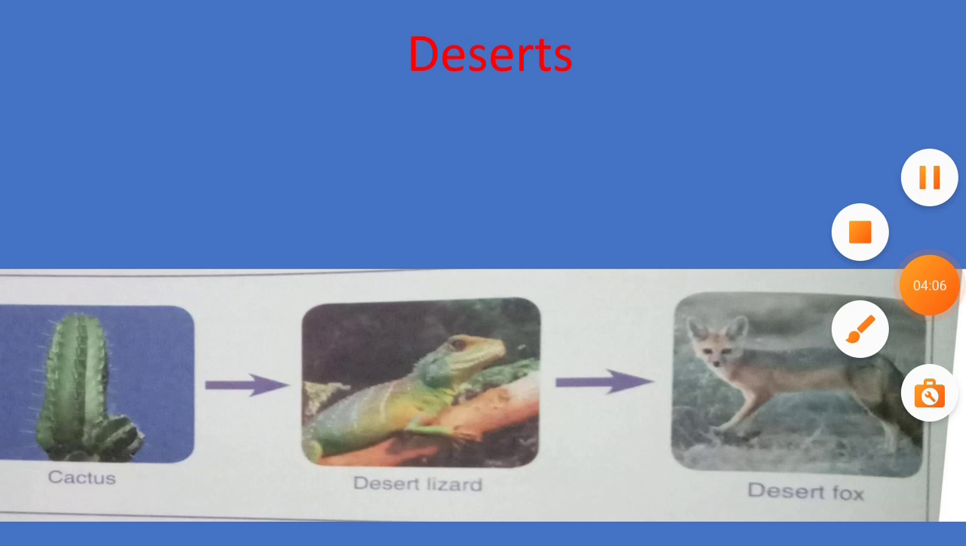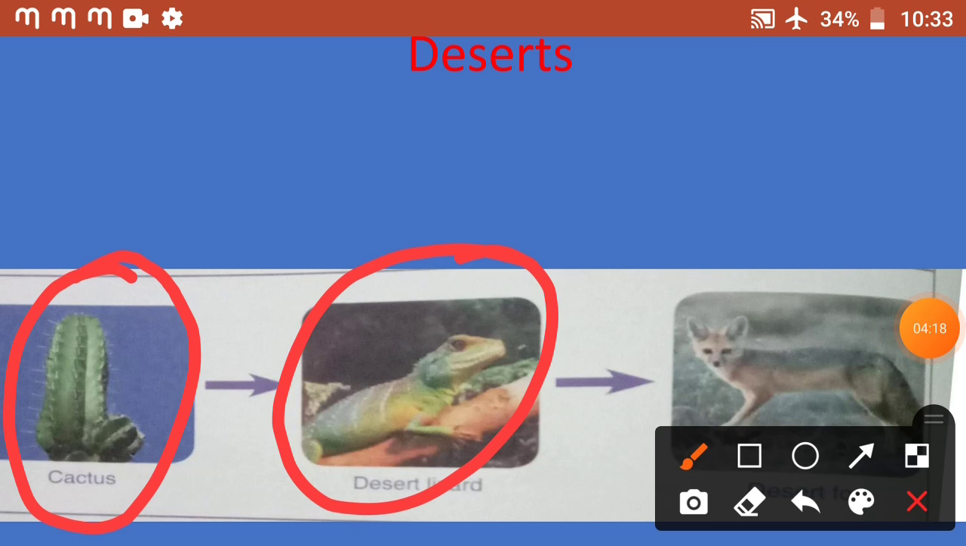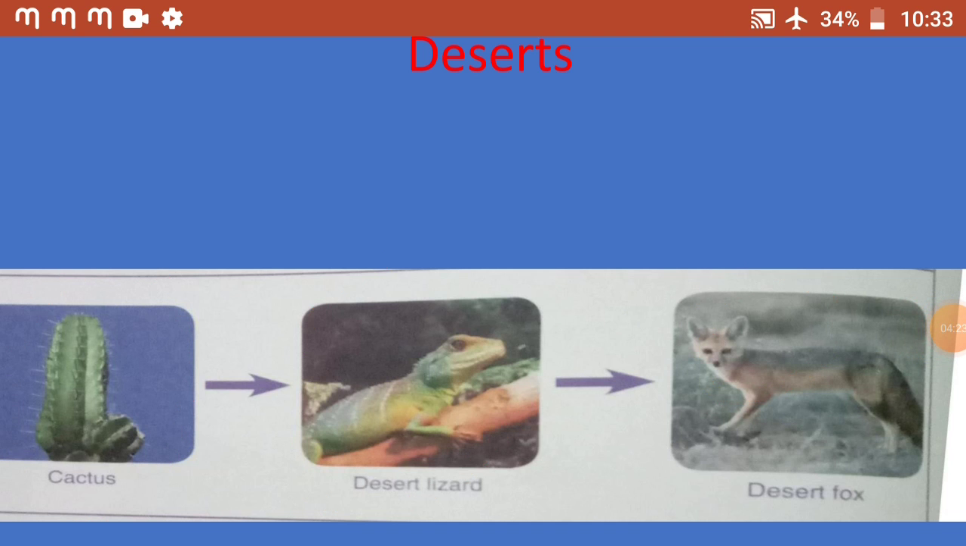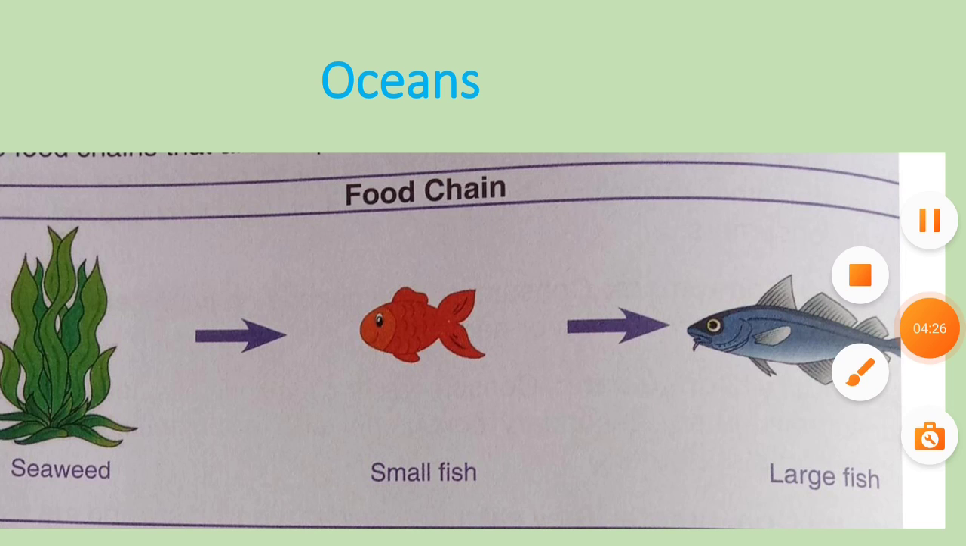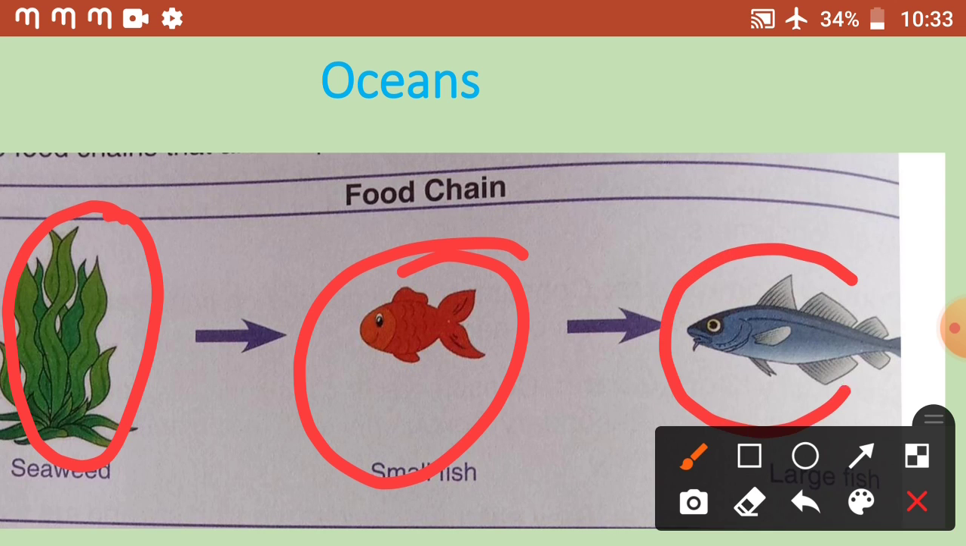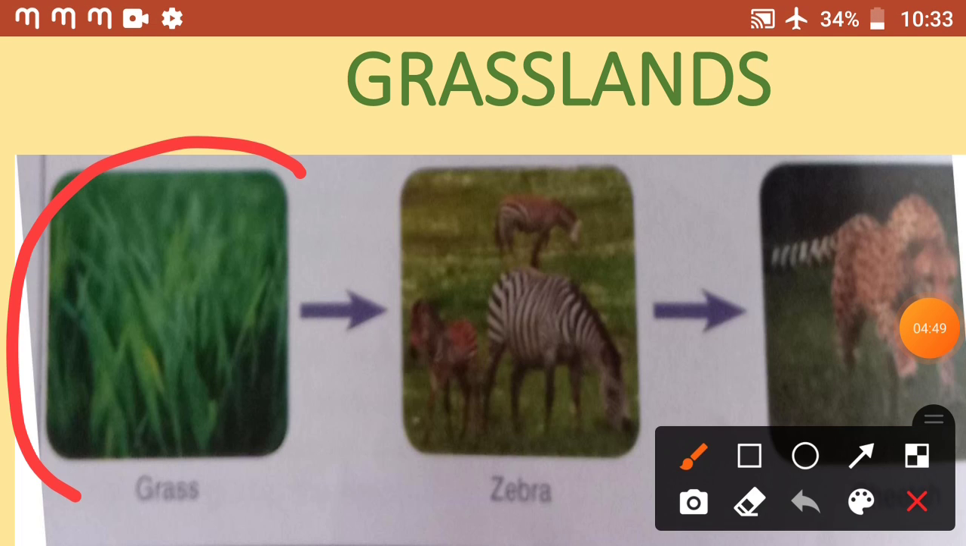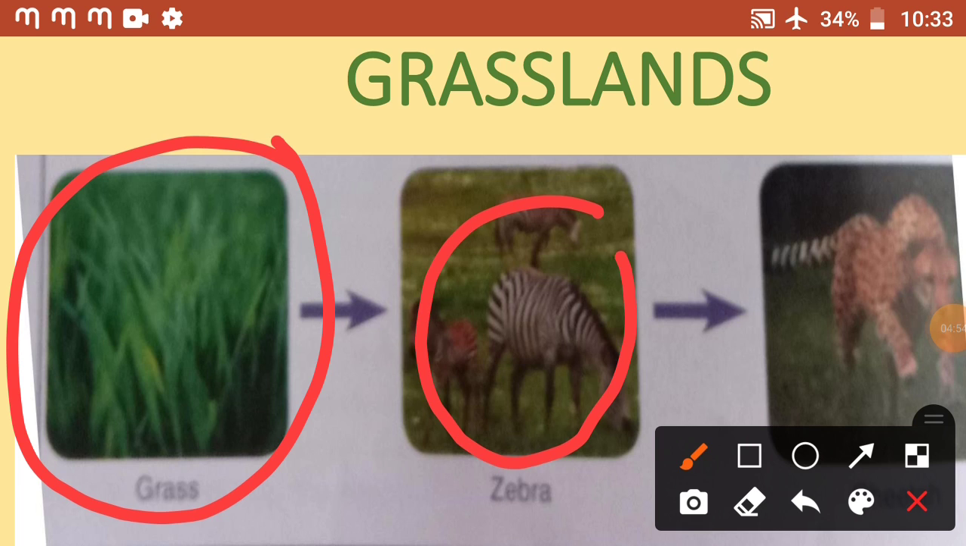Desert. In desert, we'll find cactus. This is the producer. It is eaten by desert lizard, and desert lizard is eaten by desert fox. Next, oceans. In oceans, seaweeds are producers. It is eaten by small fish. Again, small fish is eaten by big fish. So this is the food chain of ocean habitat. Grassland. In grassland, we'll find tall grass and trees which are eaten by zebra or other grass eating animals, and this zebra is eaten by cheetah. So this type of food chain will be found in grassland.